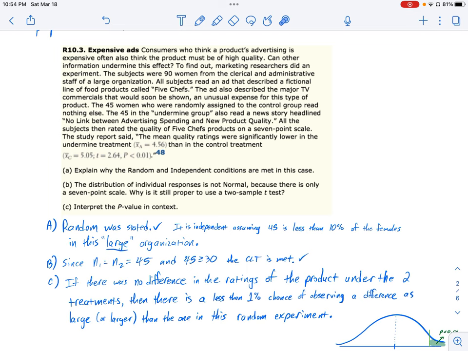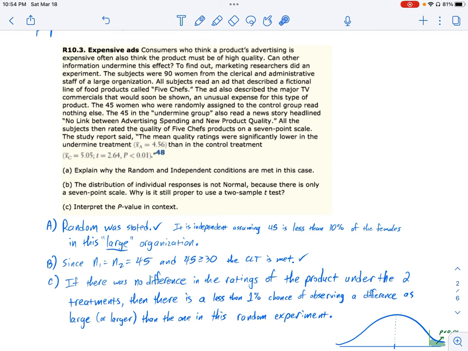This is a long paragraph about advertising. And can other information undermine the effect of advertising? So this is like there's subliminal messages going on, I believe. Oh, no, sorry. I got my stories mixed up.